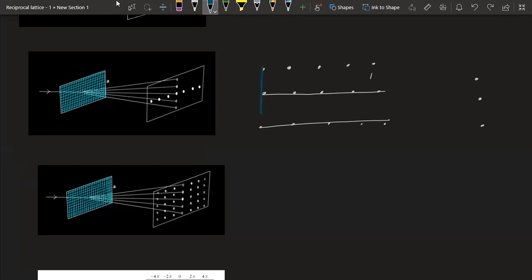So these vertical lines are coming. This is another plane. Corresponding to that, these dots will appear perpendicular to the planes. So this is the perpendicular planes. It will appear like this. Dots will appear on the screen perpendicular like this, and the separation will depend inversely on the separation between these blue lines.